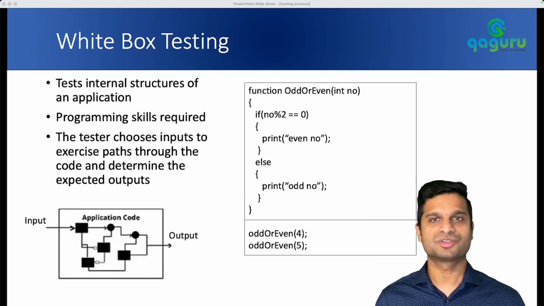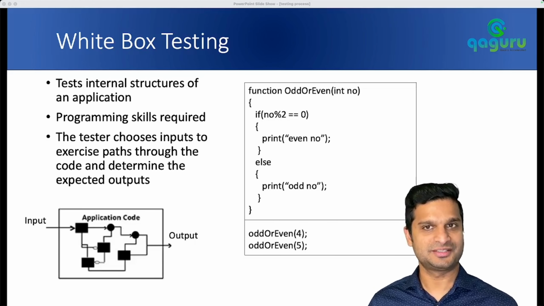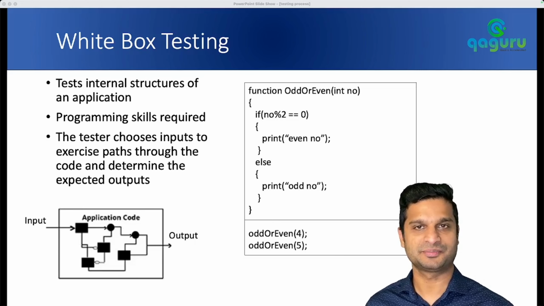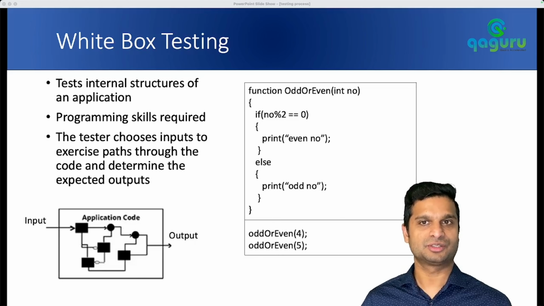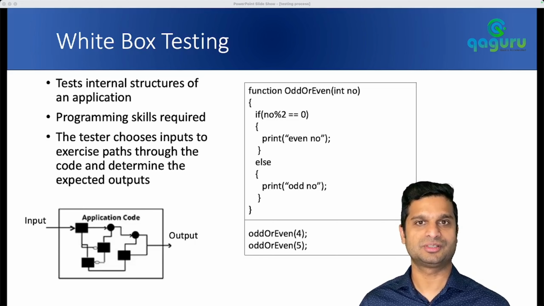What is white box testing? In white box testing, you test the internal structures of the application. That means you need to have coding knowledge for white box testing, right? So the application code is written with different types of structures, right? So you have maybe classes, functions, and things like that. So you have to ensure that each of these things is working fine.